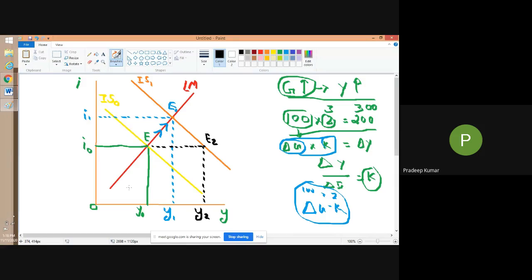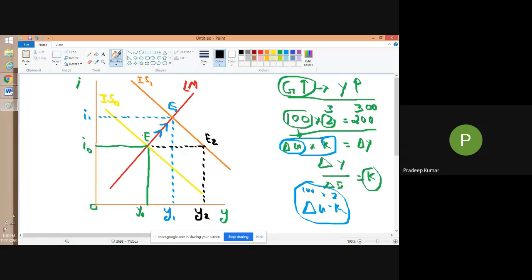Let us suppose that expansionary fiscal policy happens. That means government spending increases, and as a result, income goes up by a multiple of the government spending. If the government spending is raised by 100 crore, then income will be raised by 300 crore, provided the value of the multiplier is 3, and by 200 crore, provided the multiplier is 2. So change in government spending times the multiplier gives you the change in income. Delta Y by delta I is called the investment multiplier.